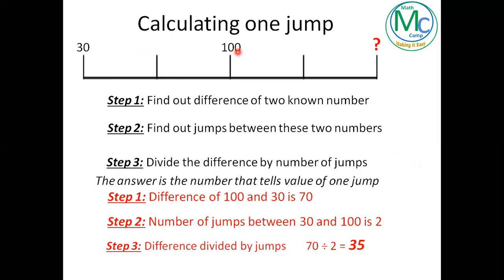Now step 3. The easy way, we have to just divide the difference by the number of jumps. That is 35. So this 35 means the one jump of this number line. That means on this number line, one jump's value is 35.